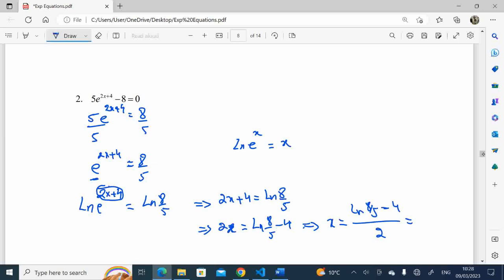Let us calculate this value. ln 8 over 5 minus 4 divided by 2. So the approximate value is minus 1.76. So approximately x is minus 1.76. Also, as I said, since the exponential function is defined everywhere, this x also is accepted.